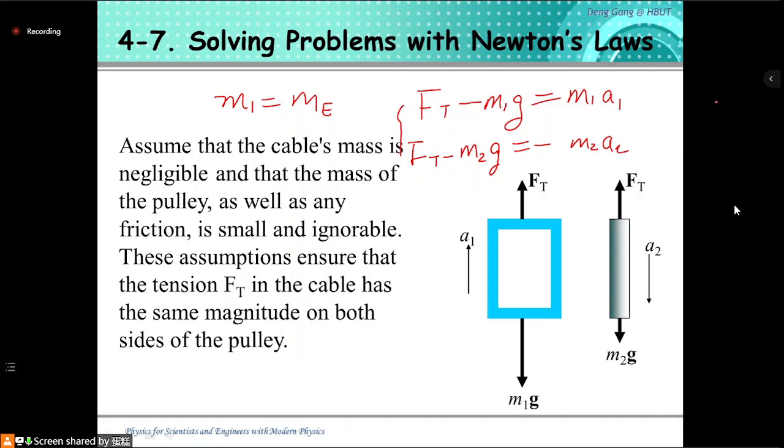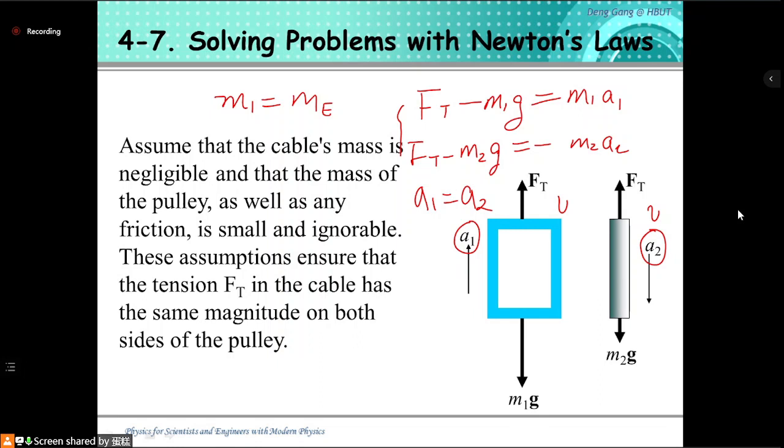So if this one is moving up with some velocity v, this one must be moving down with the same velocity v. If this one is moving faster, it will break the cable, right? Because the length of the cable cannot change. It's fixed. So the speed of this one should be equal to the speed of this one at any time, which also means the accelerations have the same magnitude. That's why a1 should be equal to a2.